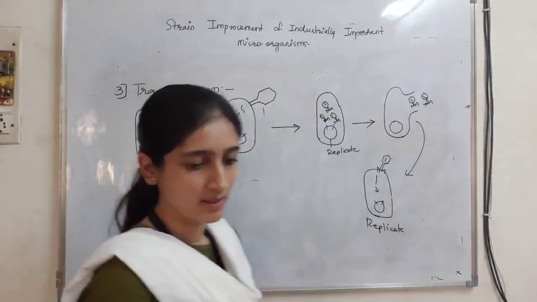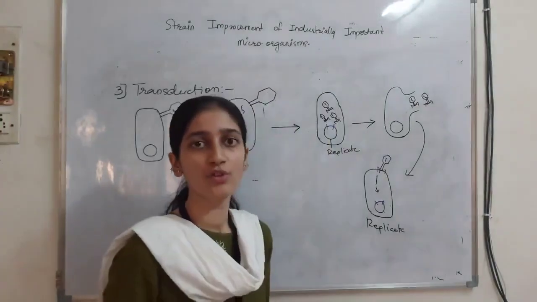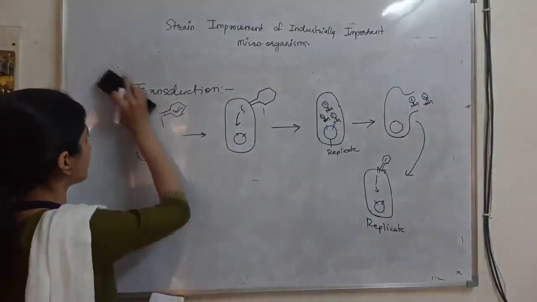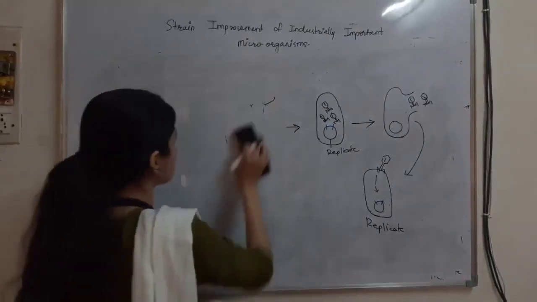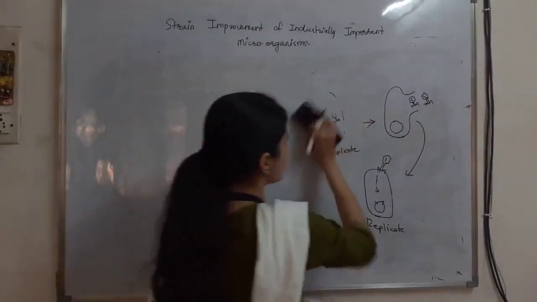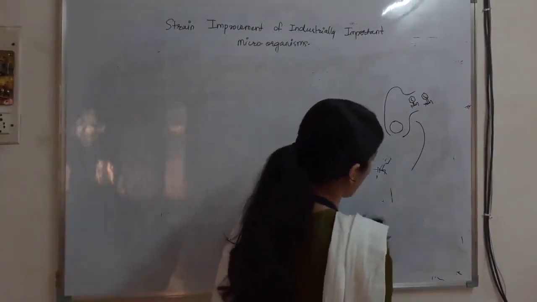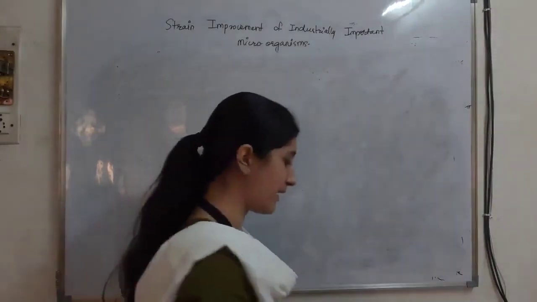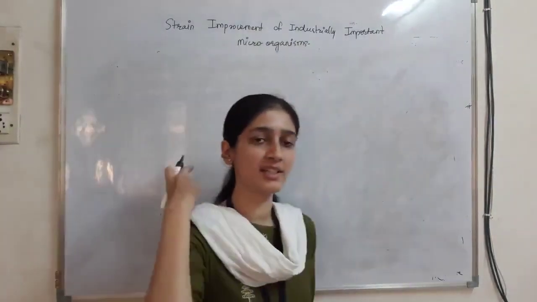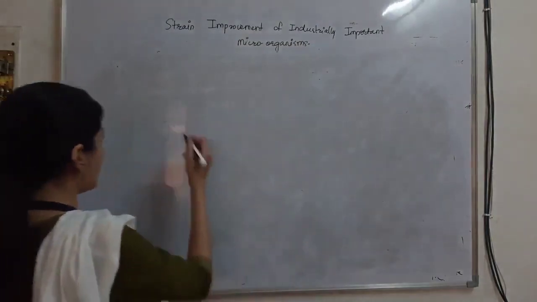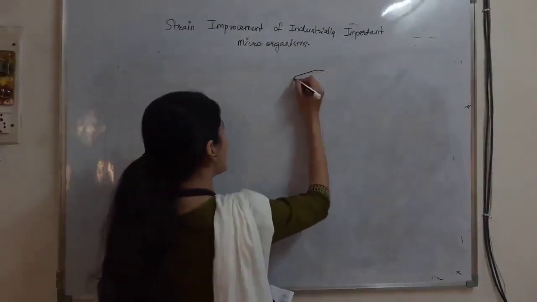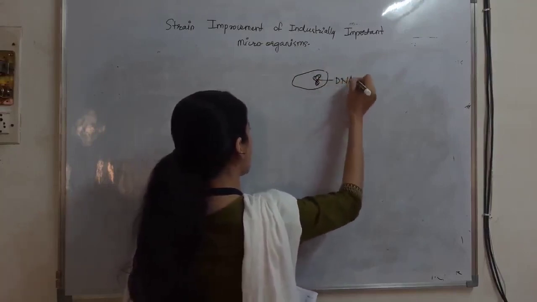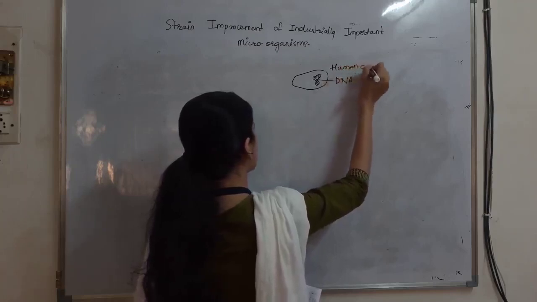And the last one, the technique that is used for strain improvement, is strain improvement by genetic engineering. Here what we do is we use different tools required for the transfer or introduction of gene into the host. For that, for example, insulin producing gene, which is present in a human cell. This is the DNA, and this is a human cell.